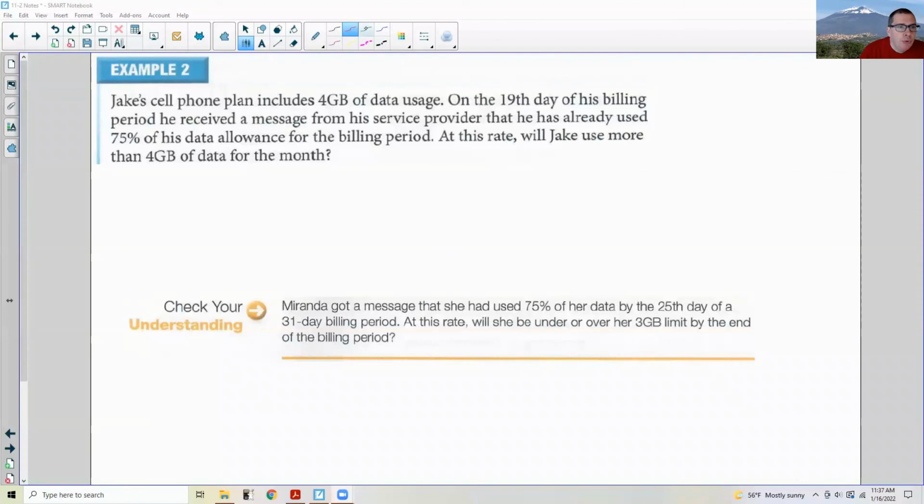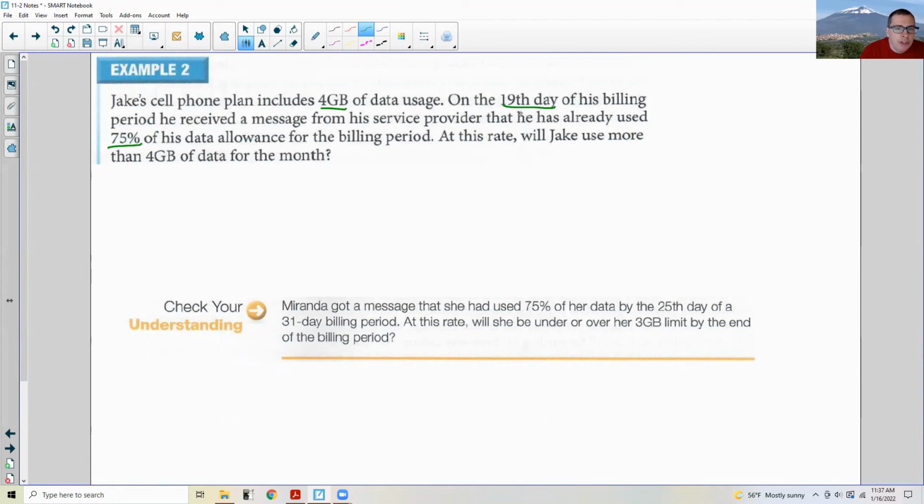All right, example 2. Jake's cell phone plan includes 4 gigabytes of data usage. On the 19th day of his billing period, he received a message from his service provider that he has already used 75% of his data allowance for the billing period. So he got a warning. At this rate, will Jake use more than the 4 gigs of data for the month?